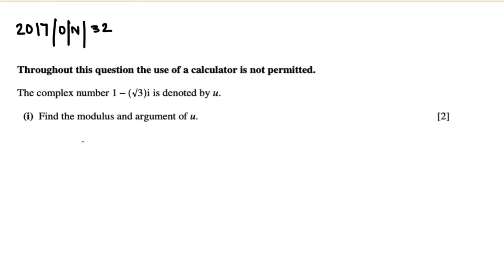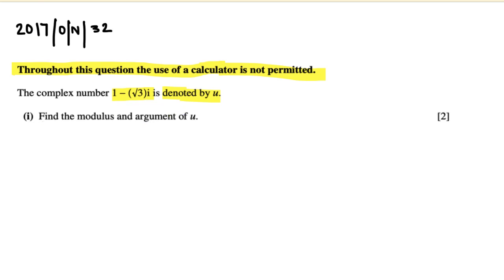Okay, let's start with the second question. Year 2017 October November series, syllabus P3, paper 32. The first thing we need to note over here is that throughout this question the use of a calculator is not permitted. Now the first question: the complex number 1 minus root 3 i is denoted by u. Find the modulus and the argument of u.